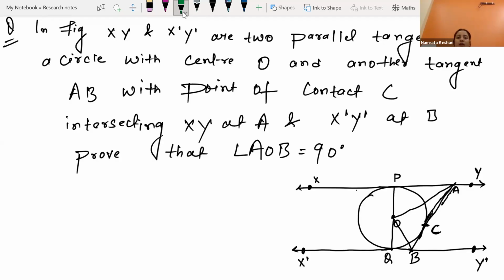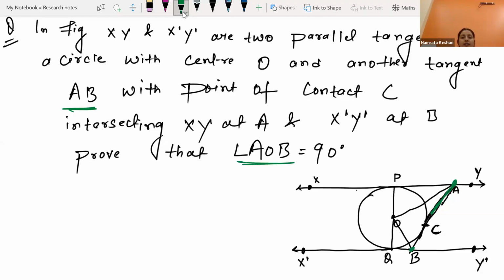Now, with center O and another tangent AB. That means this AB is also a tangent. It is clearly visible in the figure also. If you see the actual figure in the book, you will find that AB is also a tangent, where the point of contact is C, intersecting xy at A and x dash y dash at B. So this tangent AB is intersecting xy at A, and x dash y dash at B. That's what is written in the question.